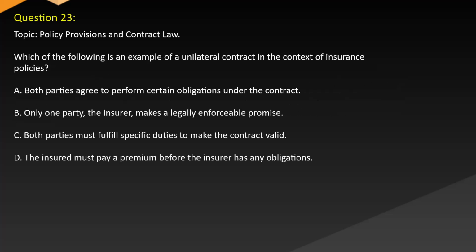Question 23. Topic: Policy provisions and contract law. Which of the following is an example of a unilateral contract in the context of insurance policies? A. Both parties agree to perform certain obligations under the contract. B. Only one party, the insurer, makes a legally enforceable promise. C. Both parties must fulfill specific duties to make the contract valid. D. The insured must pay a premium before the insurer has any obligations.